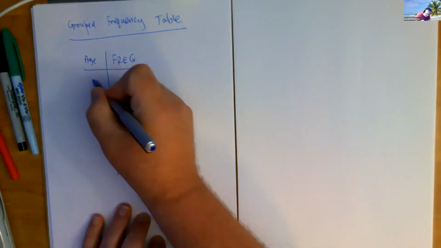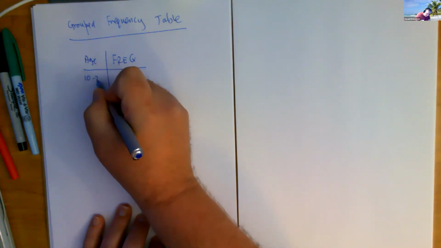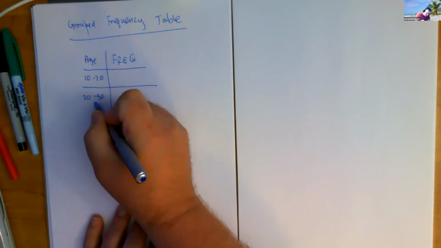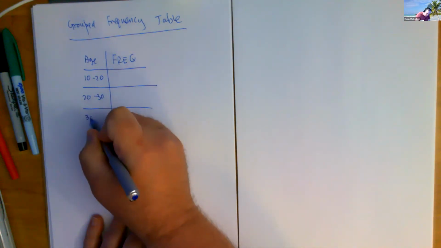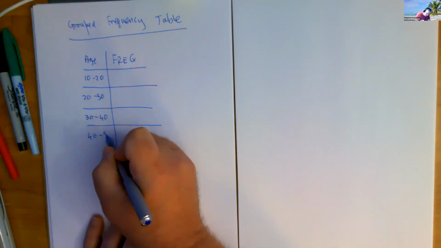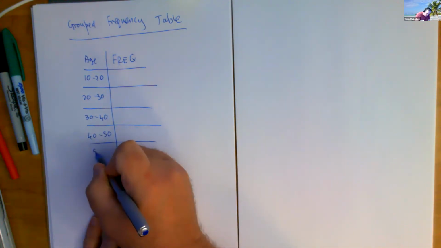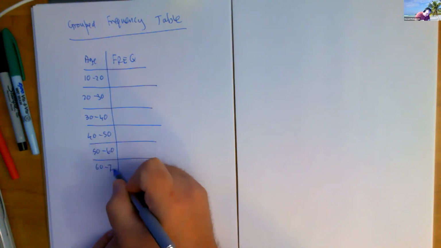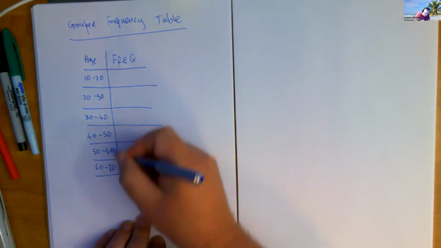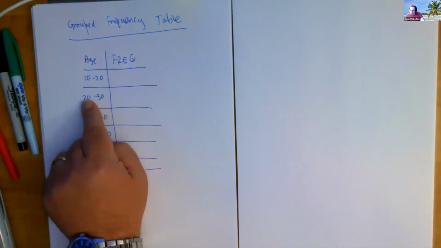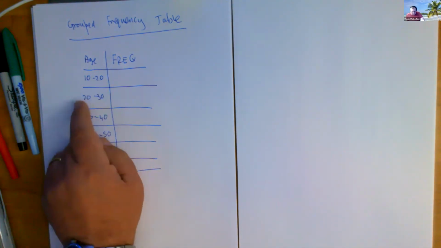And the age is going to be 10 to 20, 20 to 30, 30 to 40, 40 to 50, 50 to 60, and 60 to 70. Now, there is a convention about this interval. Do you notice that you use the same number in 2 separate groups? 10 to 20 and 20 to 30.